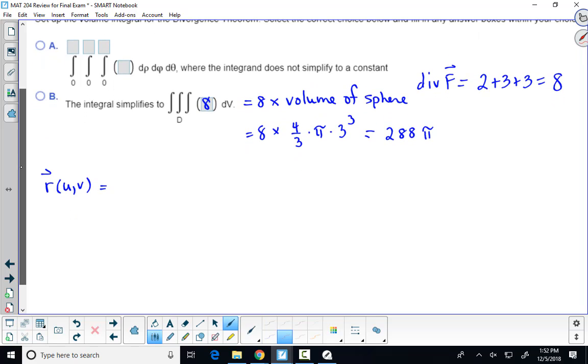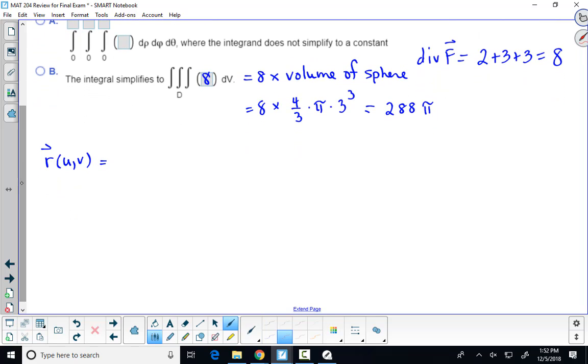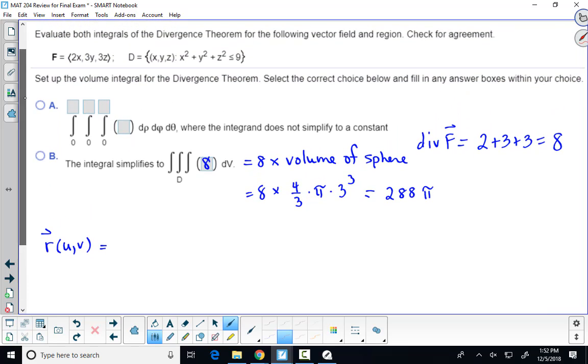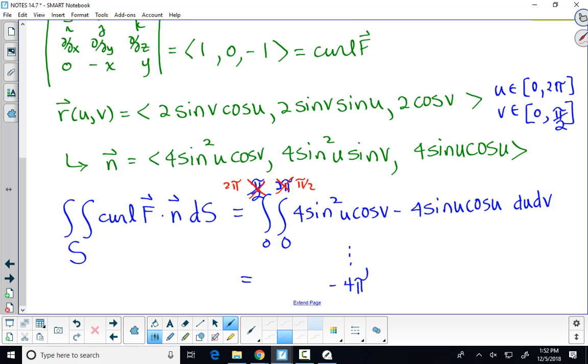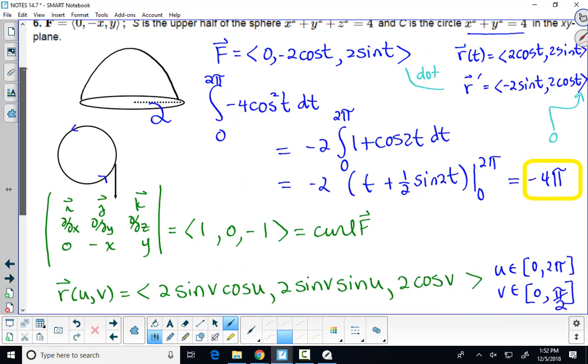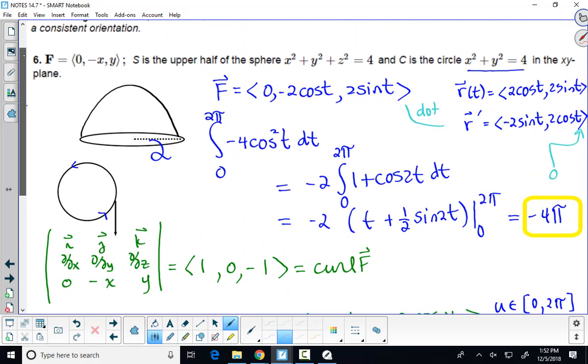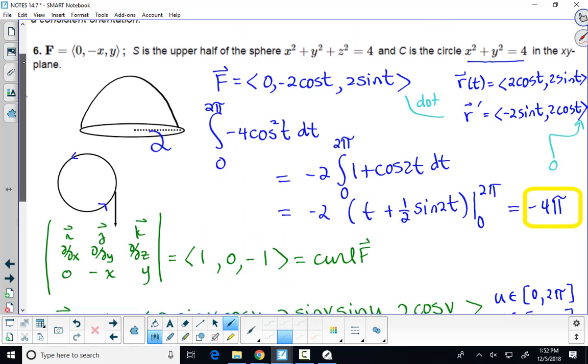So why is it allowed to write it as curl F dot product n there when the theorem says it's just F dot product n on the last one? What do you mean the last one? The one that we were just looking at there. On the old notes? Oh, that's the old ones. Okay, I thought you were pulling out... These are the notes from 14.7.